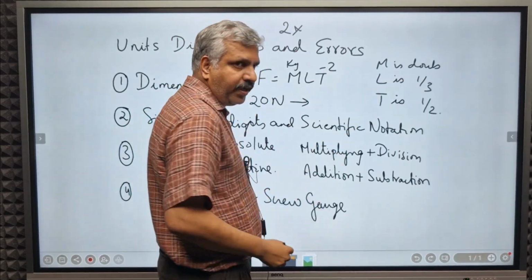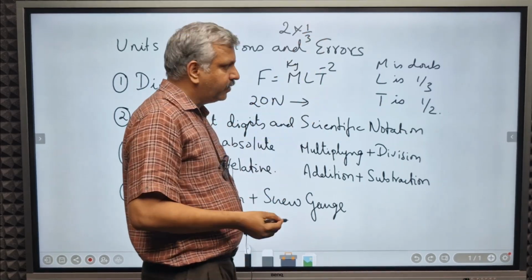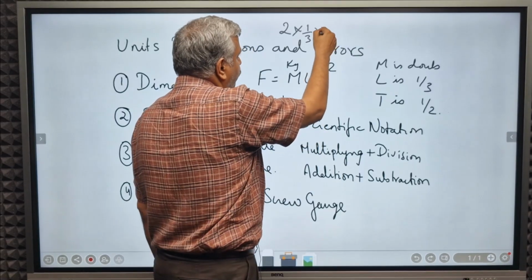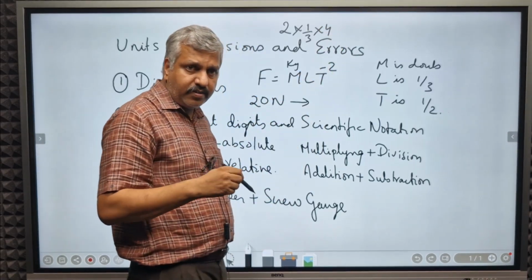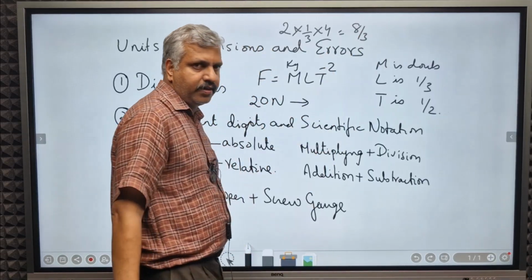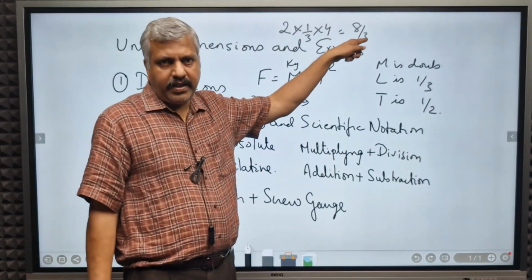Similarly, if the length is made 1/3, then the length value will decrease by 1/3. Similarly, because it is to the power minus 2, it will become 4 times. So into 4 times. So by this logic, this would become 8 by 3 times the old measurement. So whatever old measurement you have, that will increase by 8 by 3.